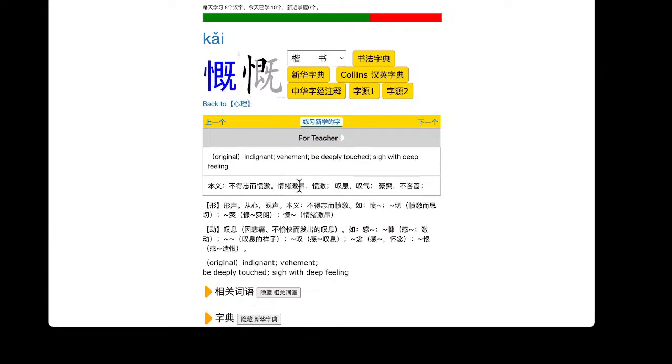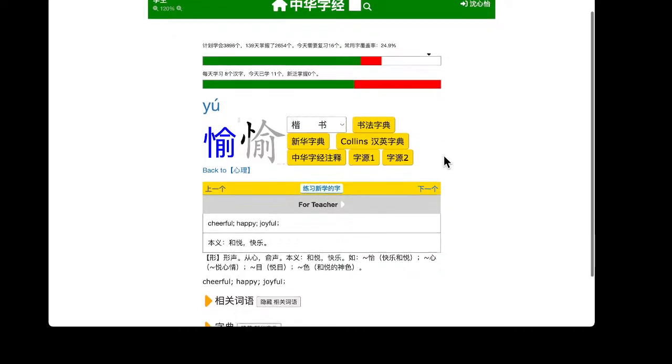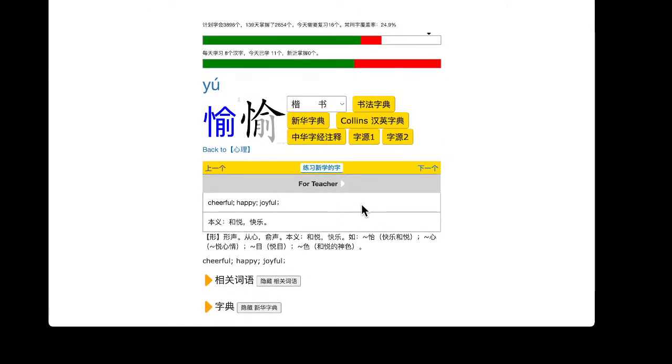Now next one, 愉. 愉 means cheerful, happy, joyful. So a happy mood. Okay, let's take a look at the character. The right hand side is 愉. Now the original meaning of 愉 is actually those canoes carved out of a single piece of wood. That kind of canoe is called 渔. Basically, in the middle it's hollow. 空.